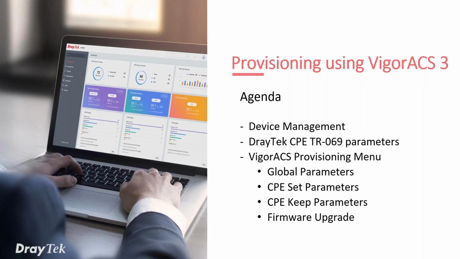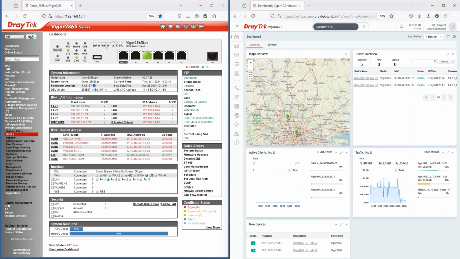So first of all, let's look at device management. I have a test environment in place, and on the screen here you will see on the left hand side a Vigra 2865 LAC model, and on the right hand side we have a version of Vigra ACS Free. This is version 3.6.1 in a test environment that we have.